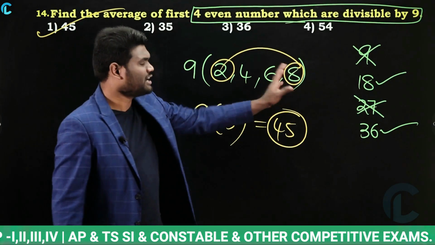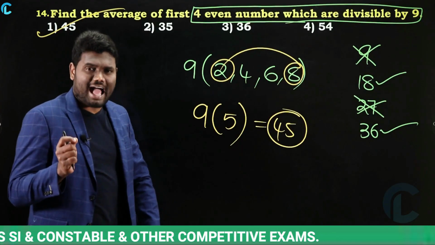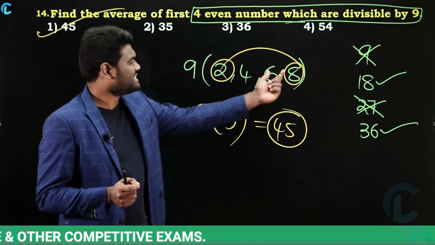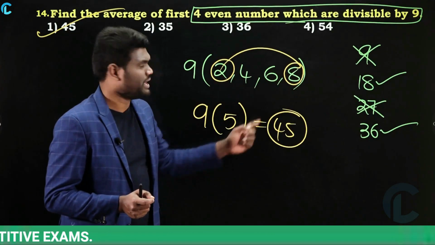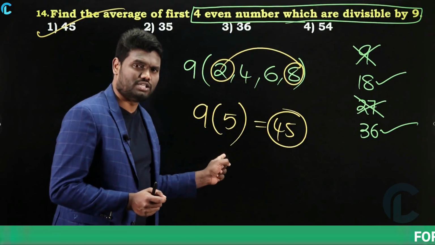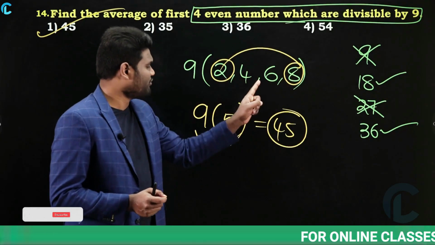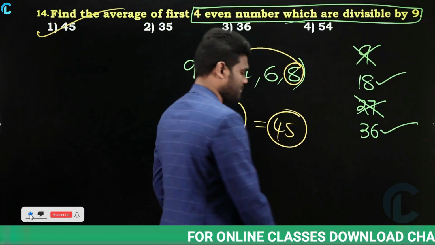The highest number is 8, the lowest number is 2. The average of 8 to 2 is nothing but 5. So that is highest number plus lowest number by 2. 8 plus 2 is 10, 10 by 2 is 5. Now it is 9 into 5. So 9 into 5 is nothing but 45.